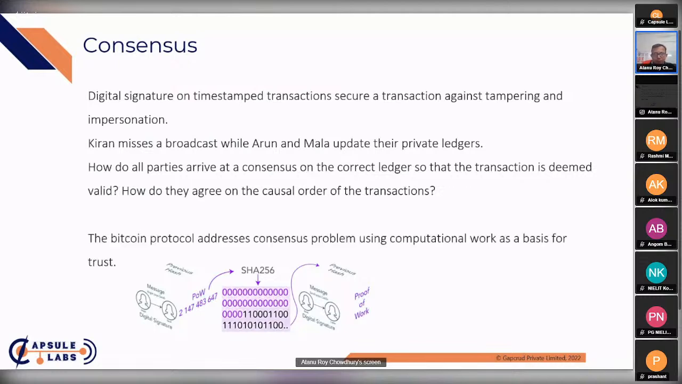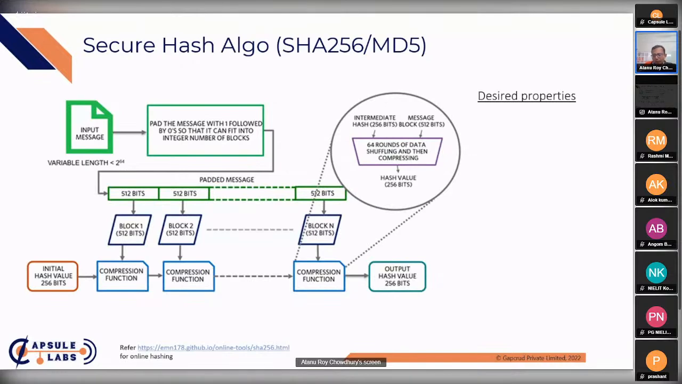So the Bitcoin protocol addresses this consensus problem using essentially computational work as the basis of trust. That is what makes it different. That is what makes Bitcoin's implementation of the system trustless, essentially, right? So what do I mean when I say that the Bitcoin protocol addresses the consensus problem using computational work as the basis of trust? What would be this computational work?